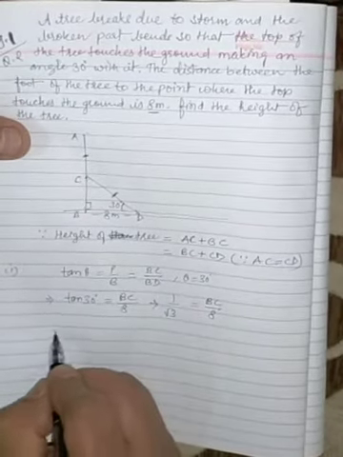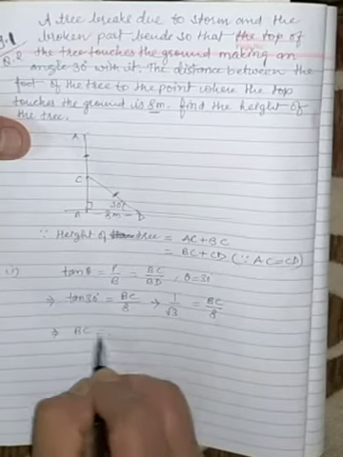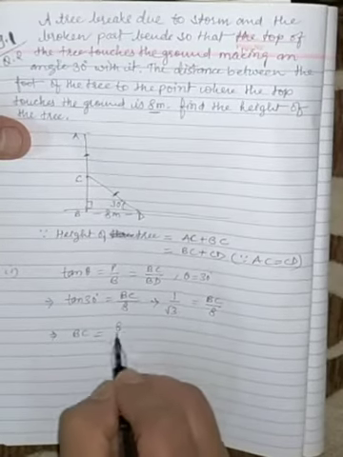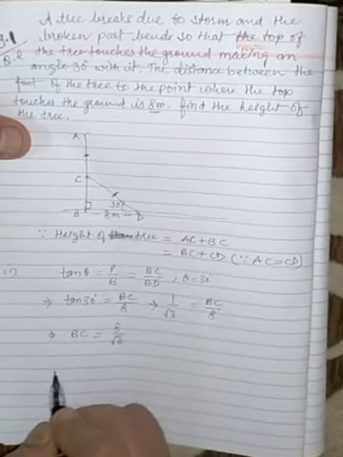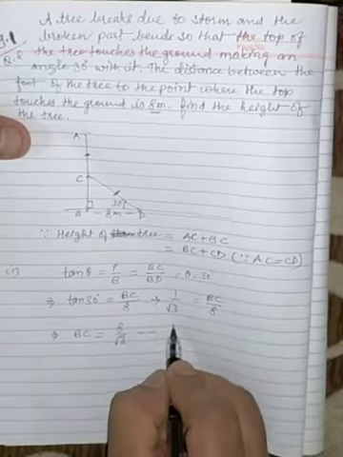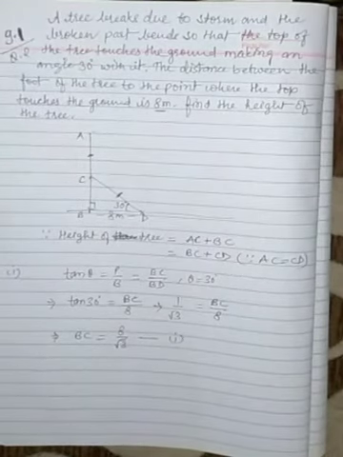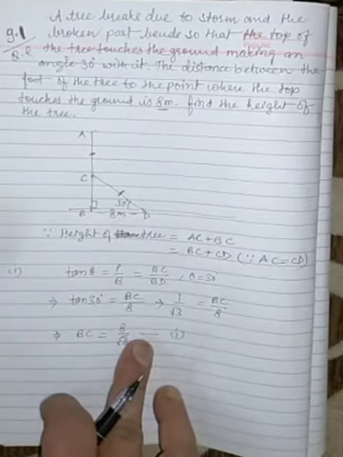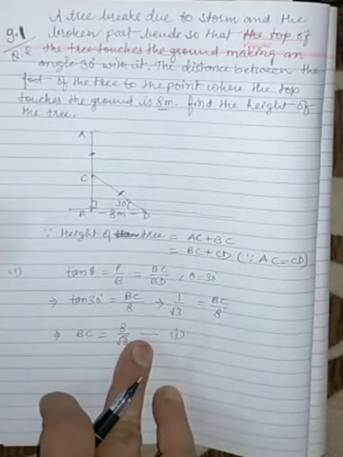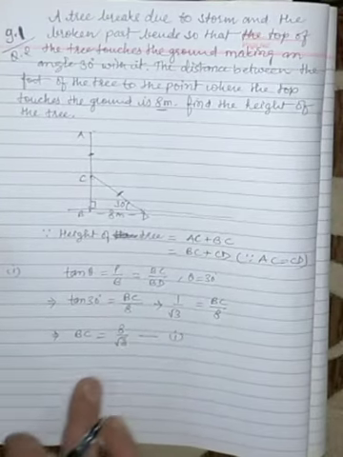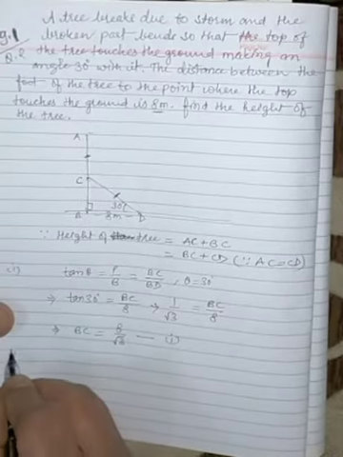This means that BC will be equal to 8 upon root 3. Let this be equation number 1. This is our first part. We will not rationalize it here. If required, we will rationalize it at the end.